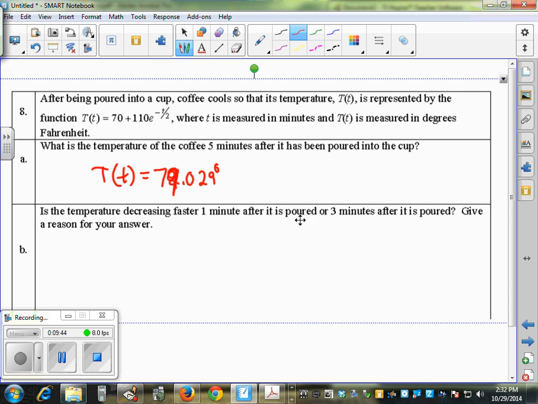Okay, and now we want to know if it's decreasing faster, 1 minute or 3 minutes. So when is the temperature decreasing the fastest, 1 minute or 3 minutes? First of all, just common sense. Which one do you think it would be? Would the temperature be decreasing faster as soon as you've poured the coffee into the cup or after that coffee has sat there? I think that probably it's going to be decreasing faster here. It's had a chance to cool off and it won't be decreasing quite as much there. Let's see if that's right.